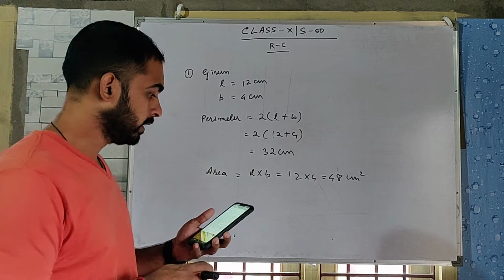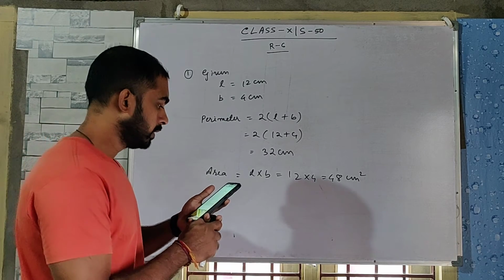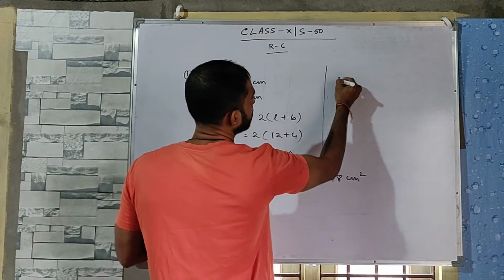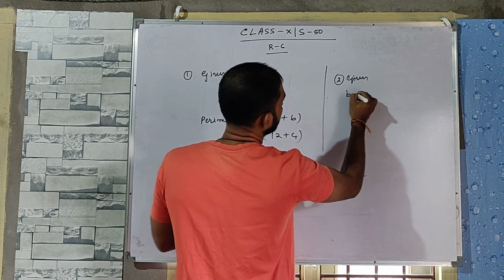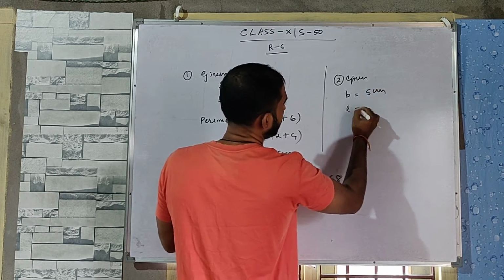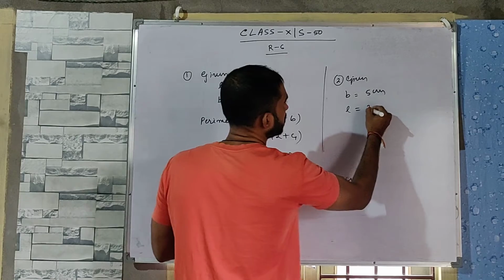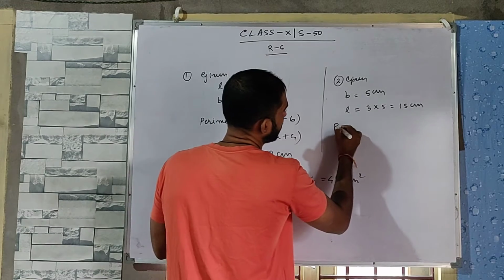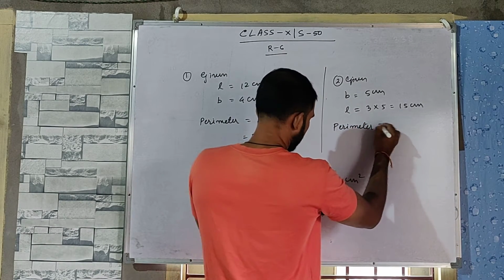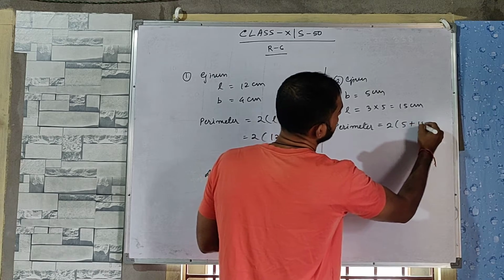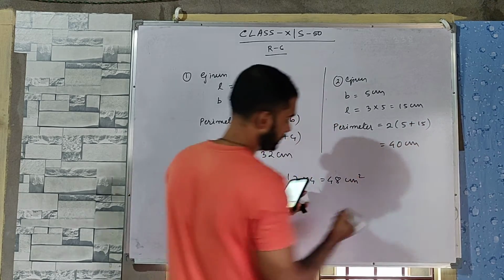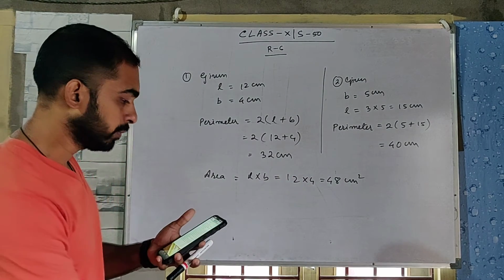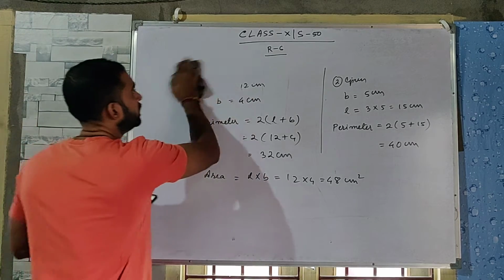Next, question number 2. The breadth of a rectangle is 5 cm and the length is 3 times the breadth. Given B equal 5 cm, L equal to 3 times the breadth, means 3 into 5, that is 15 cm. Now question is find the perimeter. Perimeter equal to 2 into (L plus B), that is 2 into 20, so 40 centimeter. So this is the perimeter of the rectangular field whose length is 3 times the breadth and breadth is given 5 centimeter.